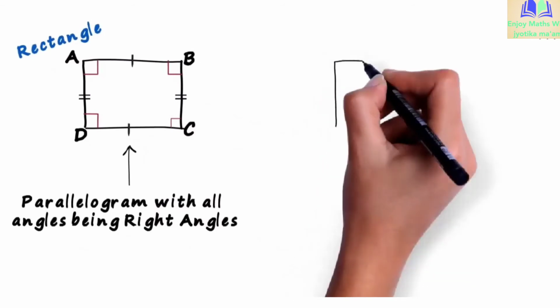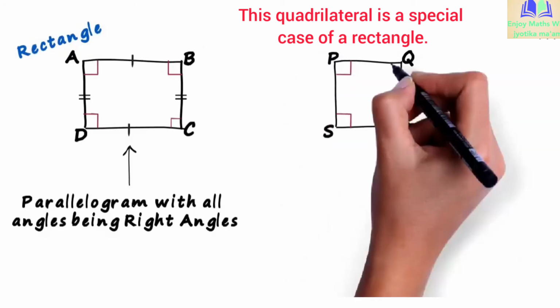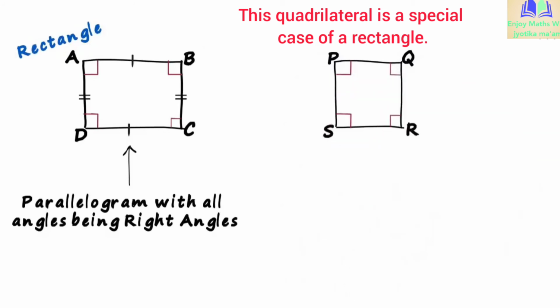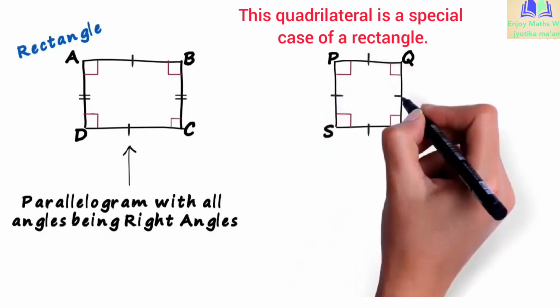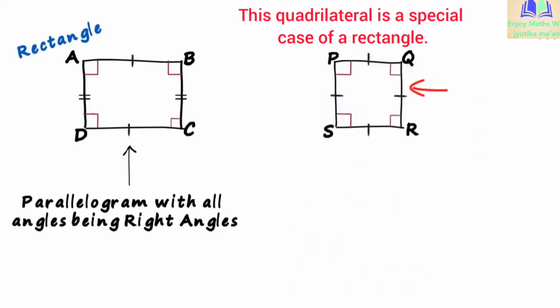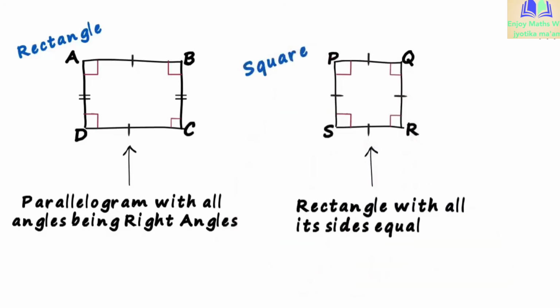Now it gets even more interesting. This quadrilateral is a special case of a rectangle. Let's call it PQRS. Like the rectangle, all its angles are right angles. But it has an additional property. All its sides are equal to each other. This type of quadrilateral is called a square. Basically, it is a rectangle with all its sides equal.